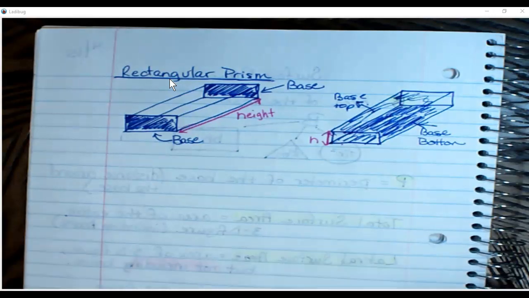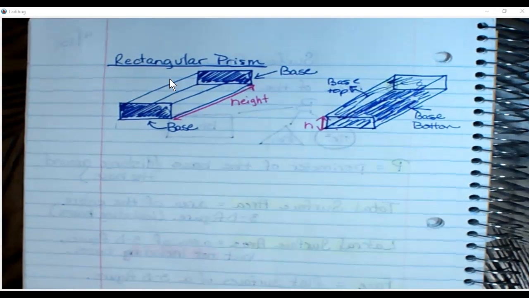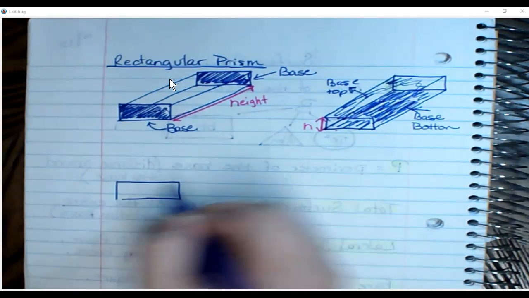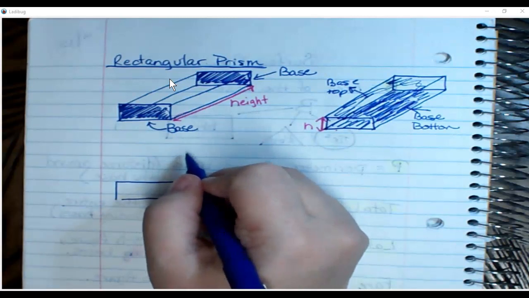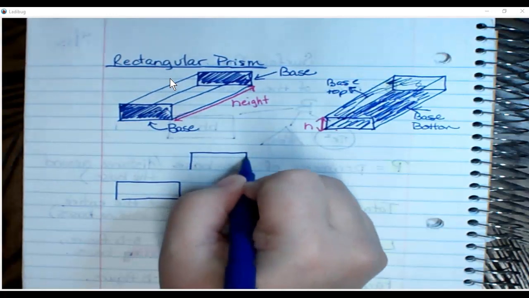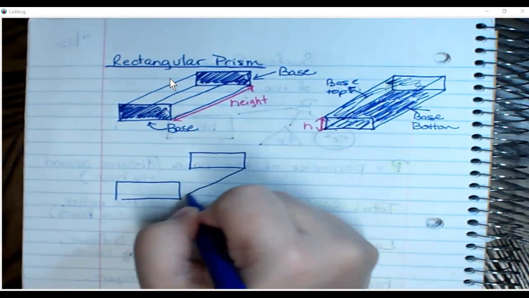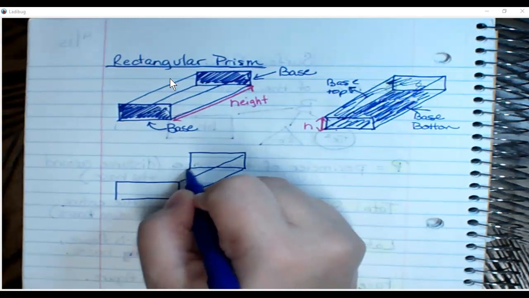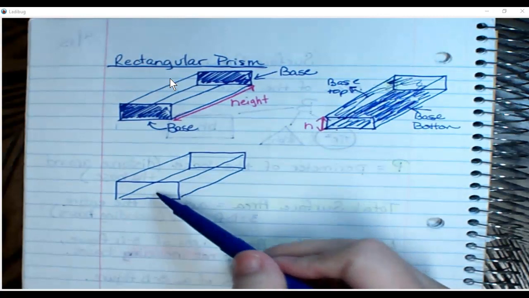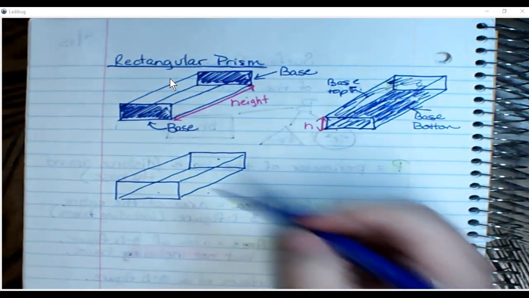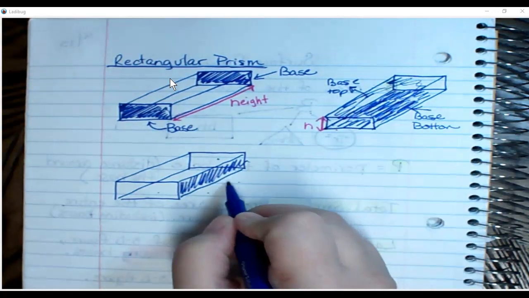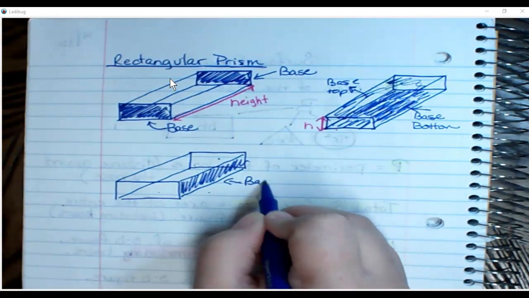Okay. Let's draw one more rectangular prism. Same thing, I'm going to draw the rectangle. But this time I want to see what would happen if we made the sides our bases. Not the front and back, not the top and bottom, but the sides. So what if I did this long skinny side as my base?